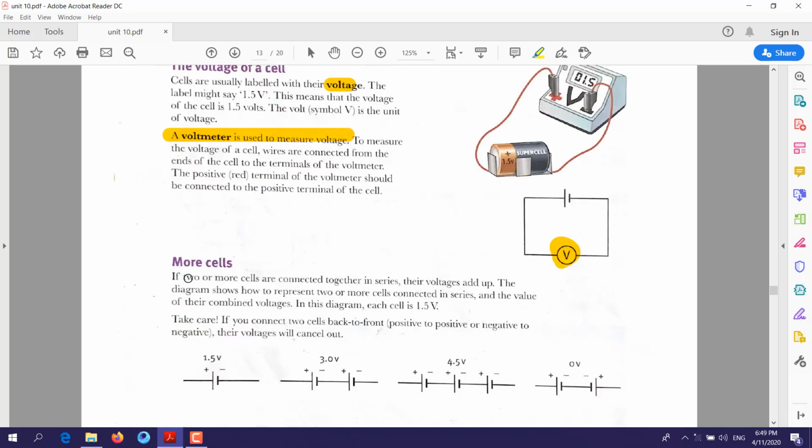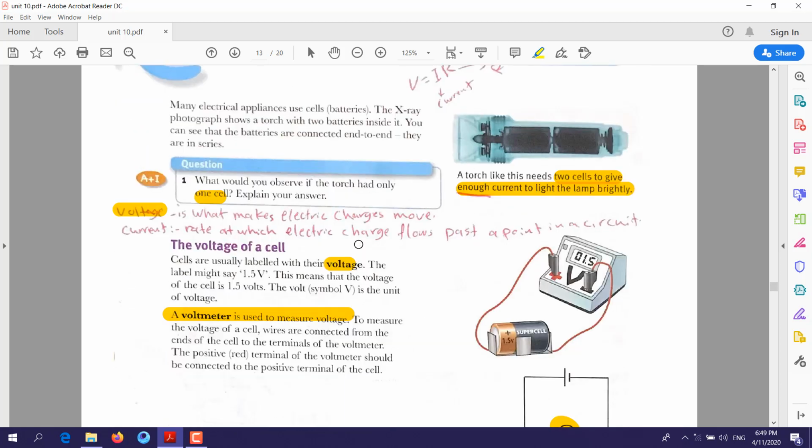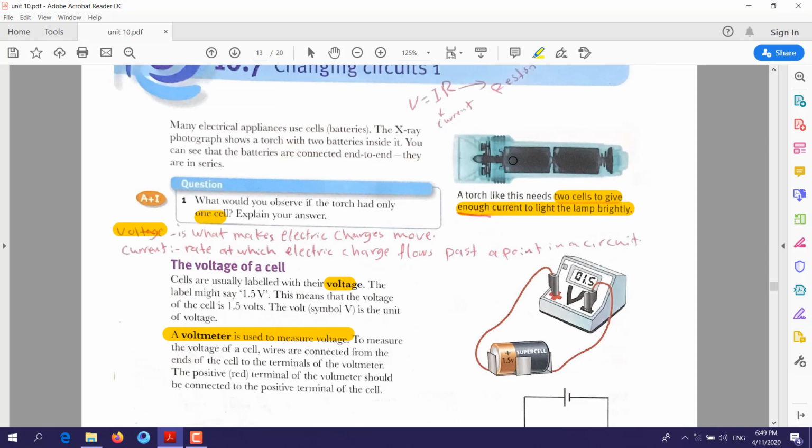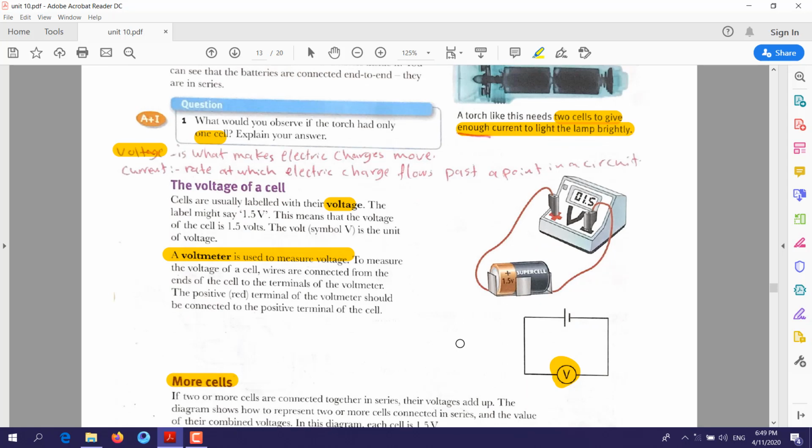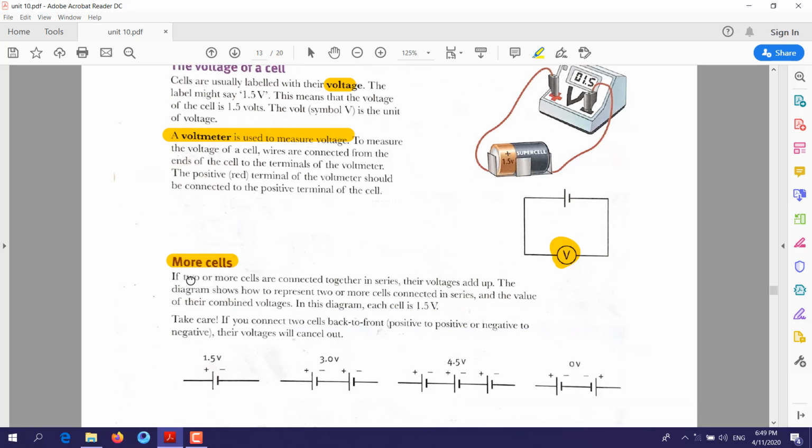Then what will happen if you have more cells? This torch now has two batteries. What will happen if we give it 3 batteries, or 4 or 5? If we add more cells, what will happen? If 2 or more cells are connected together in series, focus on the words in series, the voltages add up.